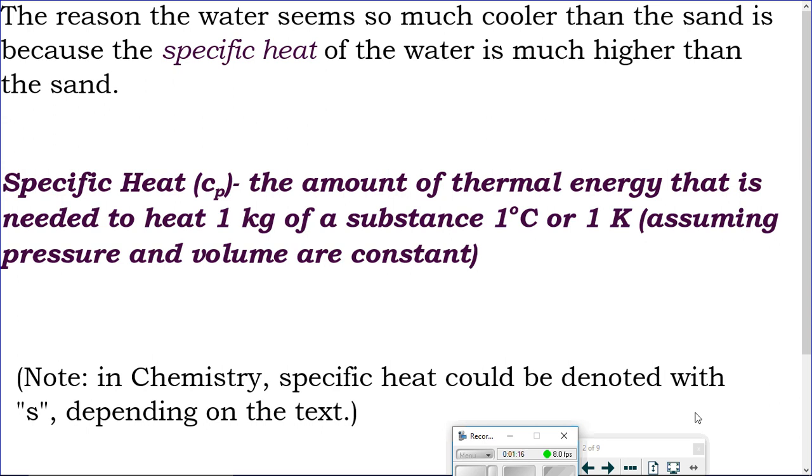From that, we can get the definition of specific heat capacity. Its symbol is C sub P. And the definition is the amount of thermal energy that is needed to heat 1 kilogram of a substance 1 degree Celsius or 1 Kelvin, assuming that pressure and volume are constant.